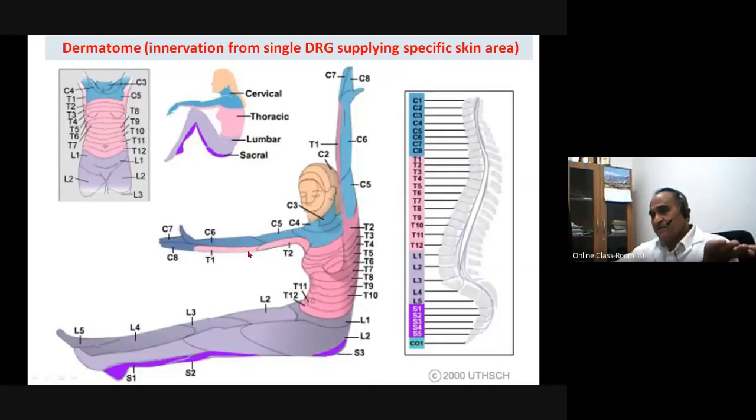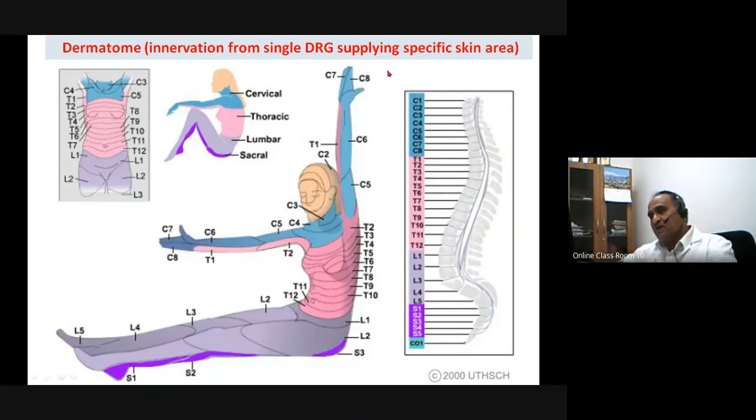T1 is the ulnar part of the forearm, and T2 is the axillary and the upper brachium, and the remaining thoracic segments T1 to T12 are distributed here in this pattern. Now we have the lumbar one, the hip region, then again the hip, lower hip, and the thigh. L2, L3 is the knee region, L4 is the calf or the lower leg, and L5 is the foot, and S1 is the heel, and S2 is the back of this, and S3 is the buttock.